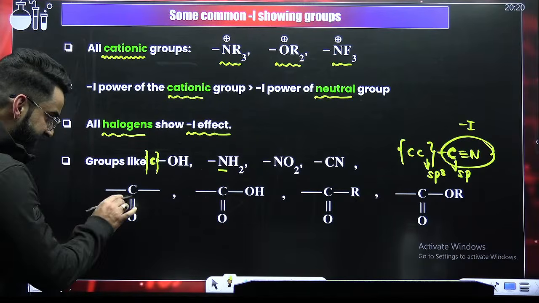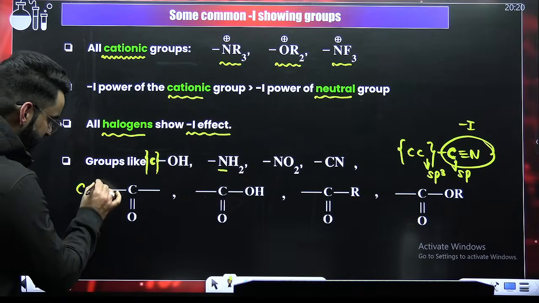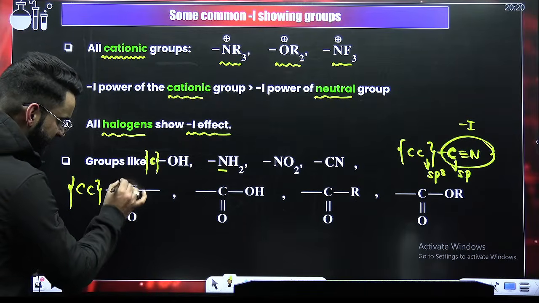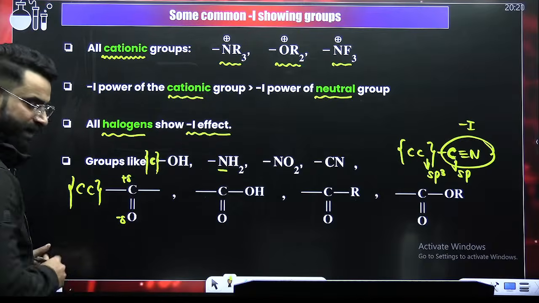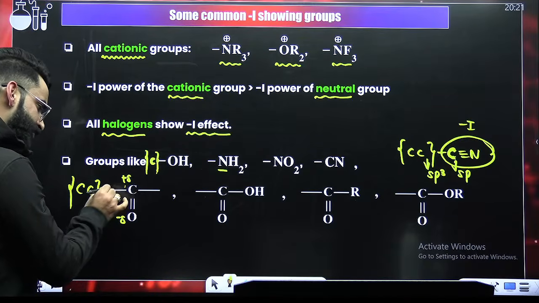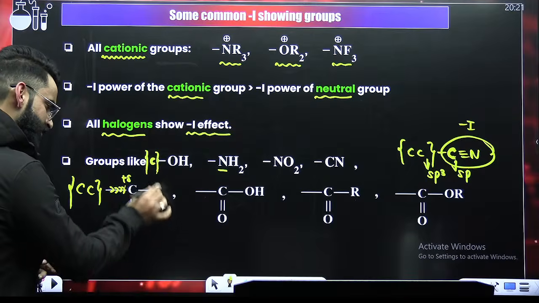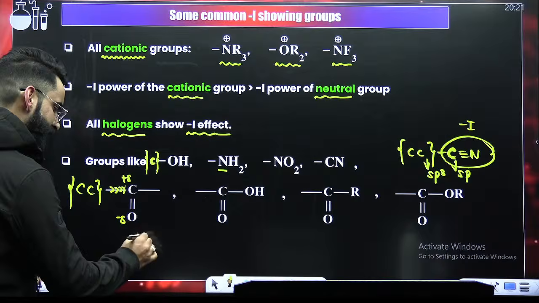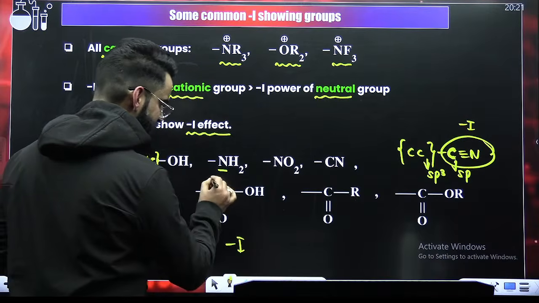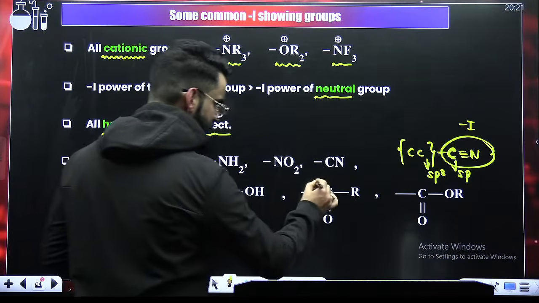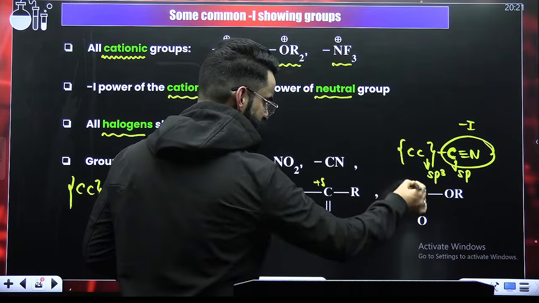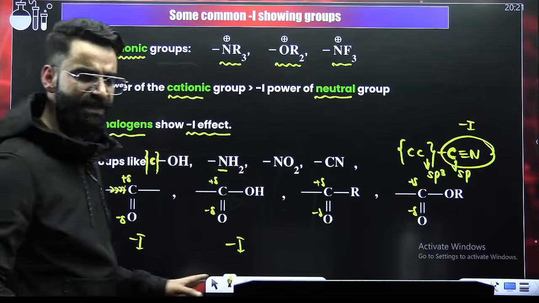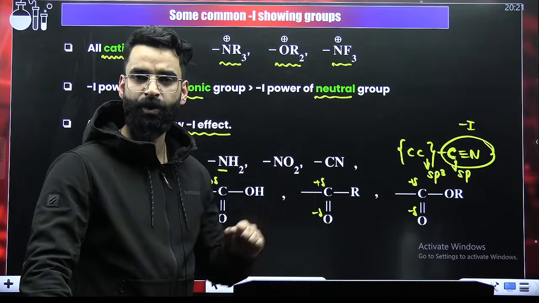Similarly, my dear students, this is, for example, a group which is attached with a carbon chain. Now what's going to happen? This is carbon double bond O, so oxygen gets delta negative, carbon gets delta positive because oxygen is more electronegative. Now this carbon getting delta positive is going to pull the sigma electrons towards itself. So this group is withdrawing the electron density, right? So again minus I, because of this delta positive, delta negative. So all these groups are basically your minus I showing groups.